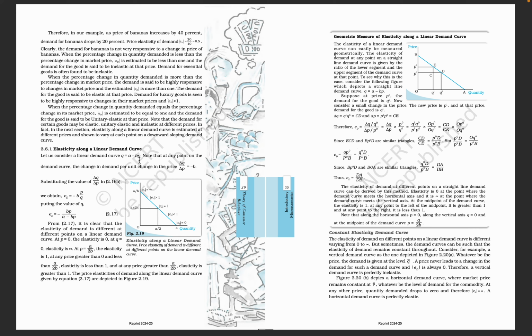Constant elasticity demand curve. The elasticity of demand at different points on a linear demand curve is different, varying from 0 to infinity. But sometimes the demand curve can be such that the elasticity of demand remains constant throughout. Consider, for example, a vertical demand curve as the one depicted. Whatever be the price, the demand is given at the level Q bar. A change in price never leads to a change in the demand for such a demand curve, and ED is always 0. Therefore, a vertical demand curve is perfectly inelastic.